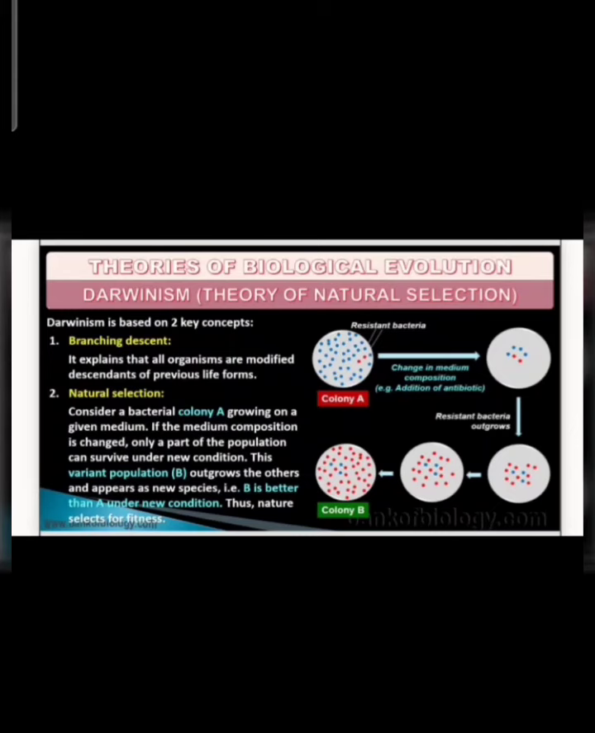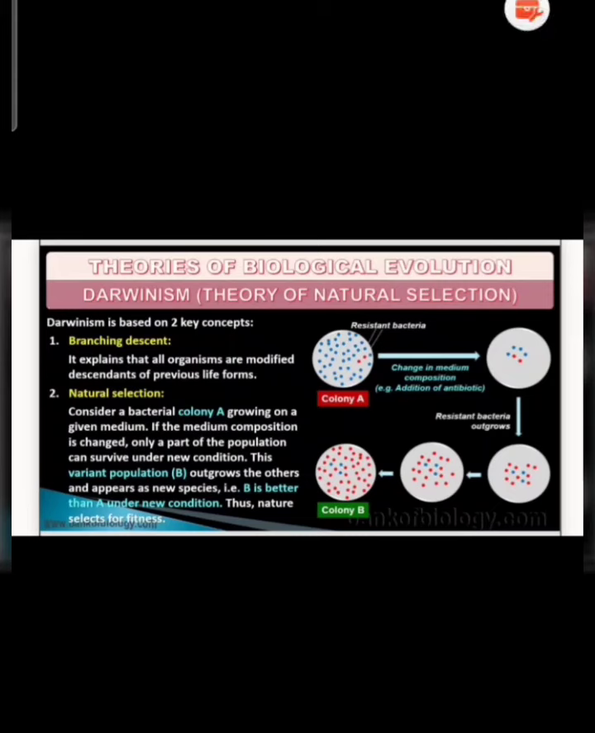Consider a bacterial colony A growing on a given medium. If the medium composition is changed, only part of the population can survive under the new condition. This is variant population B. It outgrows the other and appears as a new species. That is, B is better than A under the new condition. Thus nature selects for fitness.